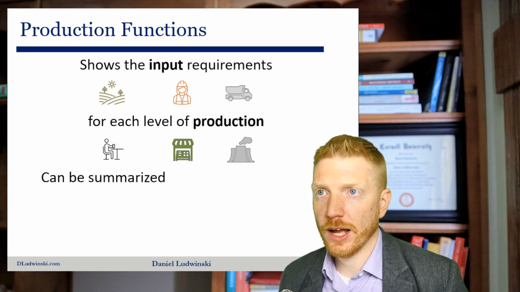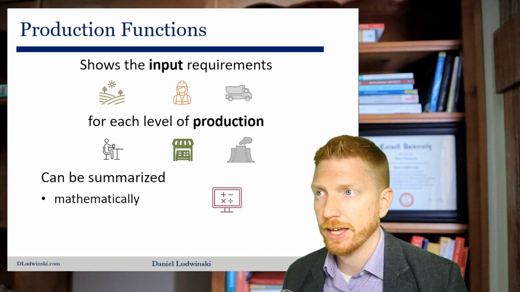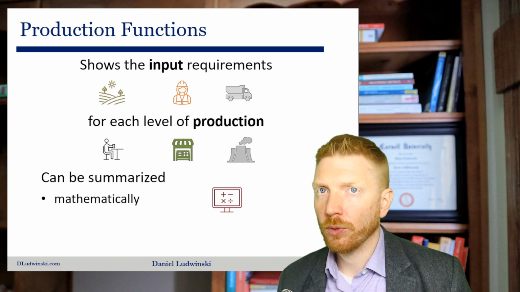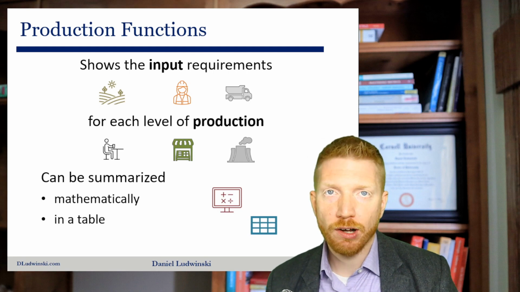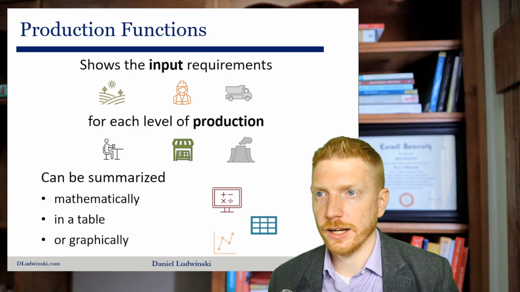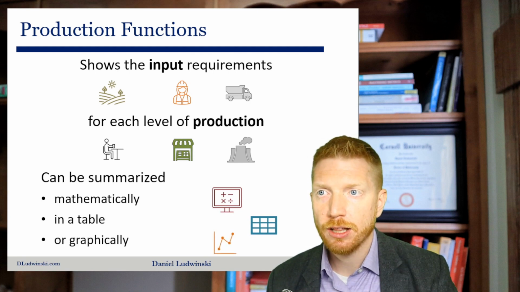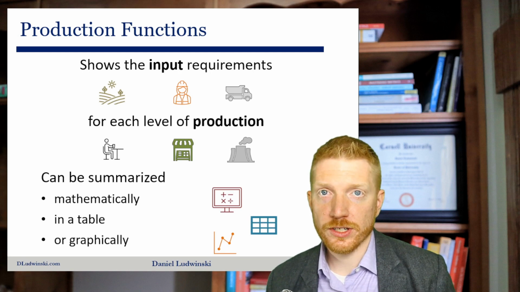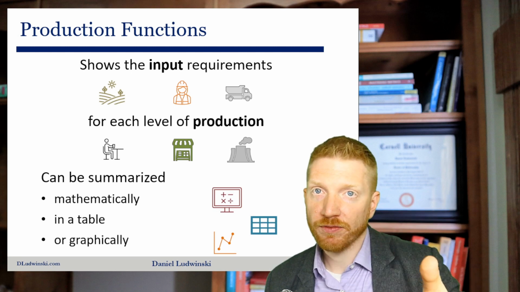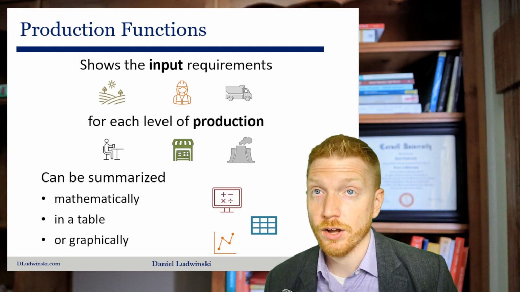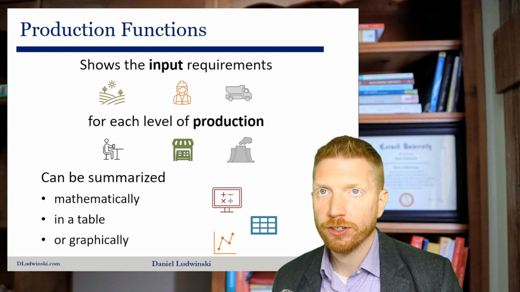We can summarize these production functions mathematically, which we will be doing. We can look at them in table form, which we'll do as well. But most often in this chapter, we'll look at a graphical summation of our production functions and even summarize those a step further by looking at the underlying cost functions in that production.